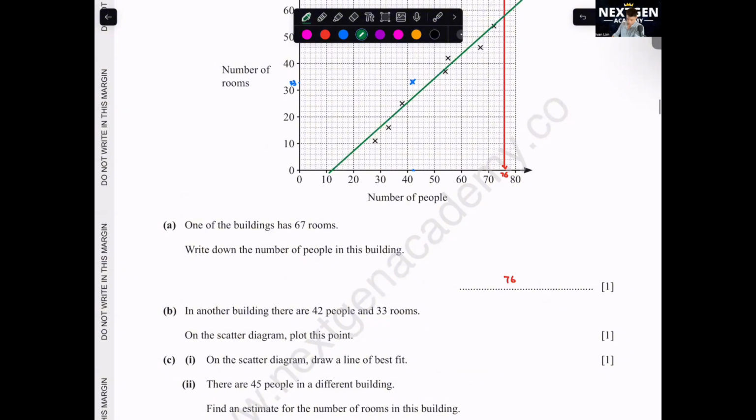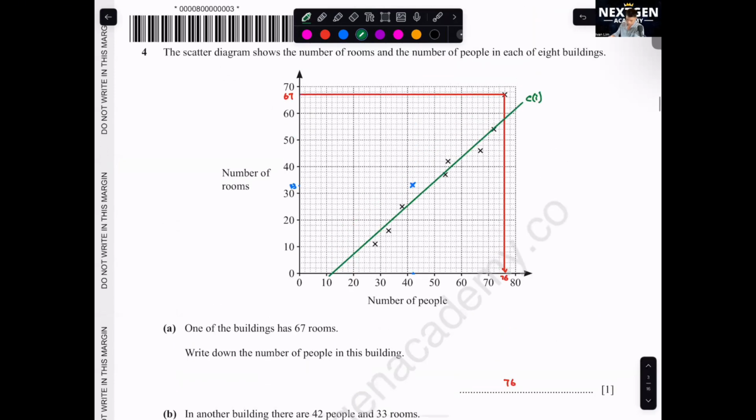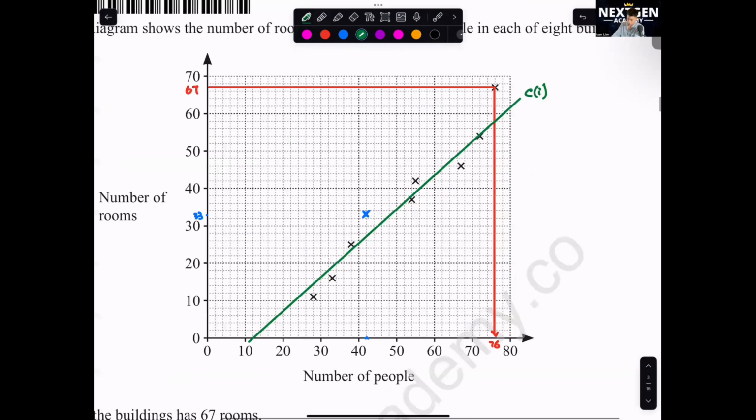Okay, number 2, there are 45 people in a different building. Find an estimate for the number of rooms in this building. Okay, 45 people. Where is 45? I'm going to use pink color here. Let me put it in dotted line, so easier to see. So 45 will be here, and then draw to here. Based on mine, it is 30.